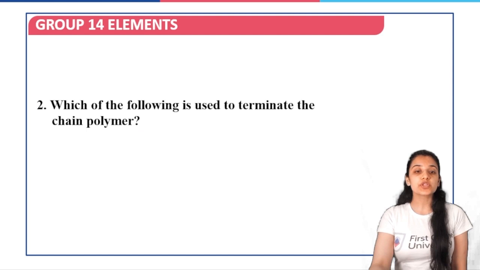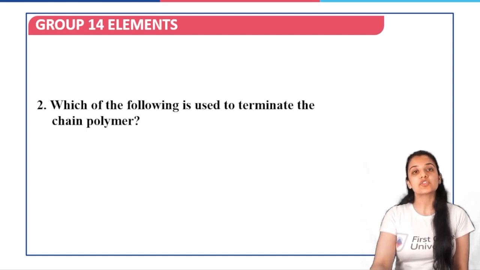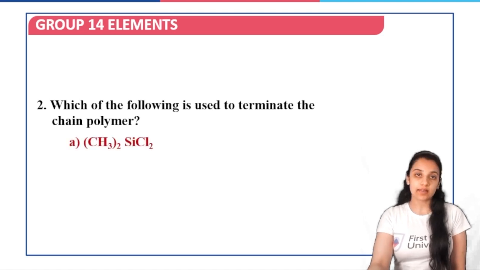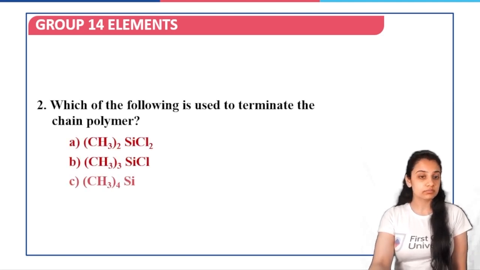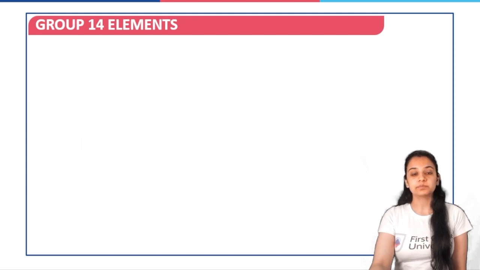Next question is, which of the following is used to terminate the chain polymer? We have seen that it is (CH3)3SiCl, trimethylchlorosilane. So option B is the correct answer.